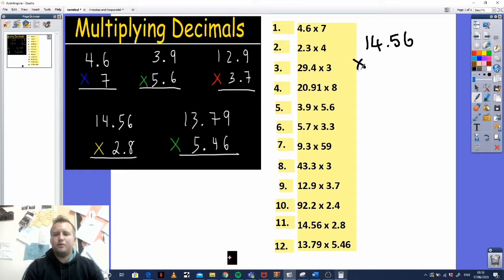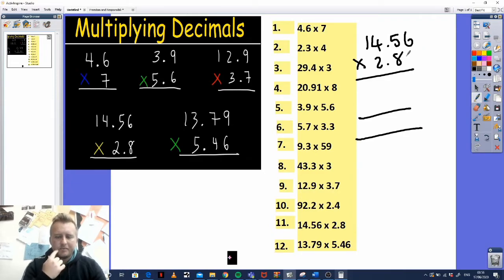Okay. This one here, 14.56 multiplied by 2.8. Okay, very good. Now, it's very slightly different because we've got a different number of decimal place values. So let's have a look. 14.56, there's 2 decimal places there, and 2.8, there's 1 decimal. 2 decimal places plus 1 decimal place, 3 decimal places.